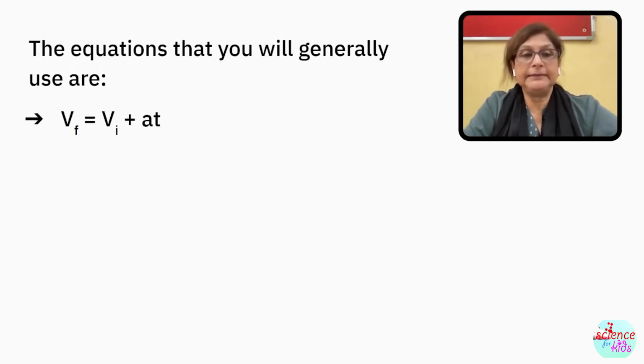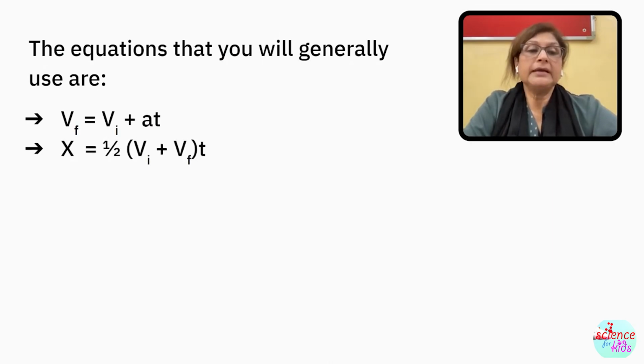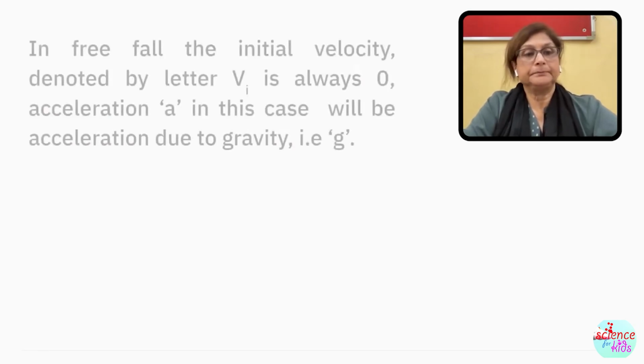The equations that you will generally use are, number 1, Vf, that's the final velocity, equals Vi, initial velocity, plus at. Equation number 2, x, or the distance or height, equals half times Vi plus Vf multiplied by t, which is time. And number 3, x is equal to initial velocity Vi t plus half at square. a is the acceleration due to gravity and t is time.